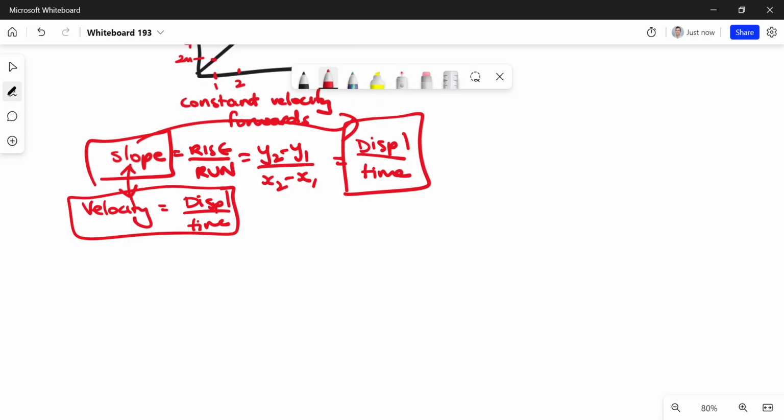Now, we don't just need to look at straightforward examples like that. We can make it a little bit more complex. So if I again say we've got a displacement time graph here, let's say I'm going to draw up something like this.